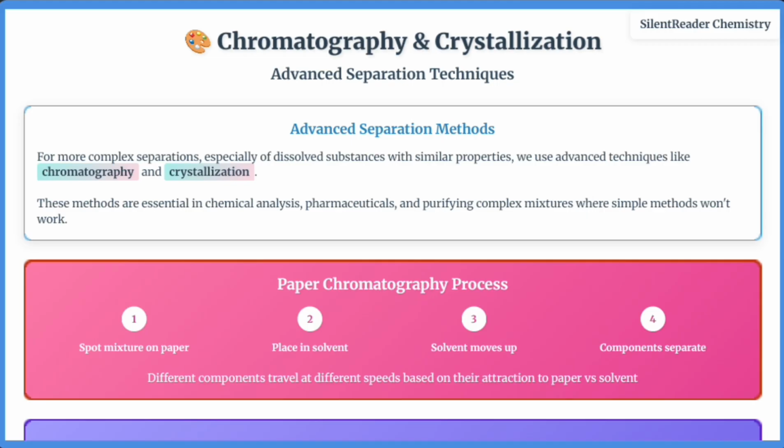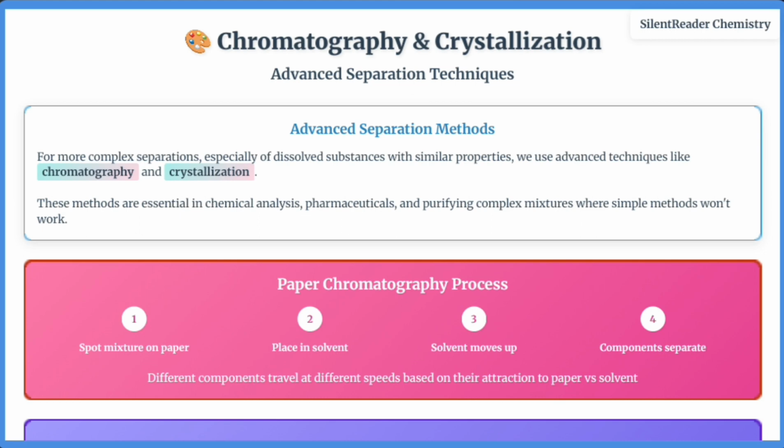Column chromatography purifies compounds using different attraction to packing material. Gas chromatography separates based on volatility for forensic and environmental analysis. Crystallization forms pure crystals from solution by evaporating or cooling, producing very pure products like sugar and salt.